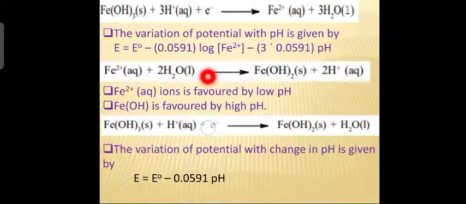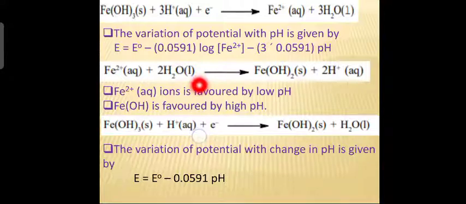Okay. The regions of potential and pH that lie above the line BF correspond to the conditions in which the oxidized ferric hydroxide solid species is stable. Alright. The regions below the line BF correspond to the conditions in which reduced ferrous ion is stable.